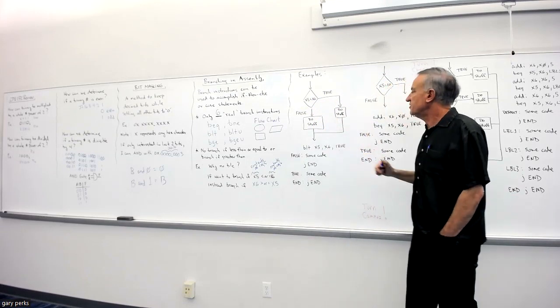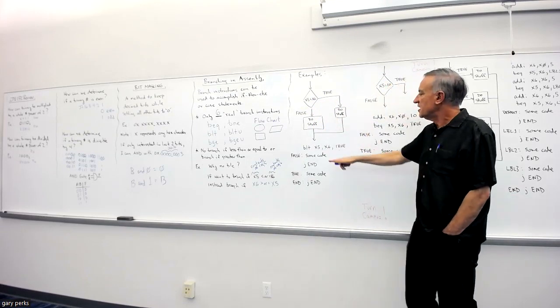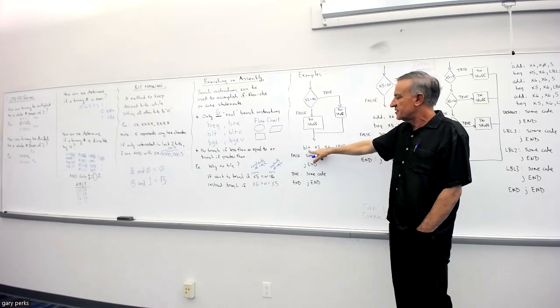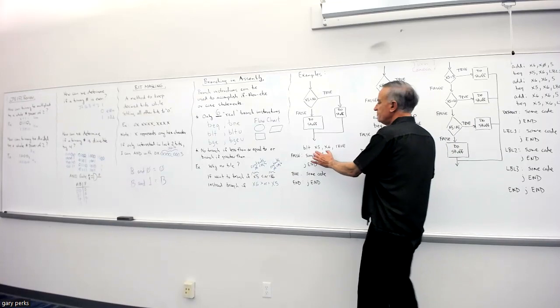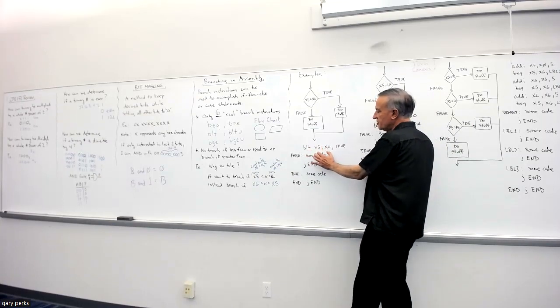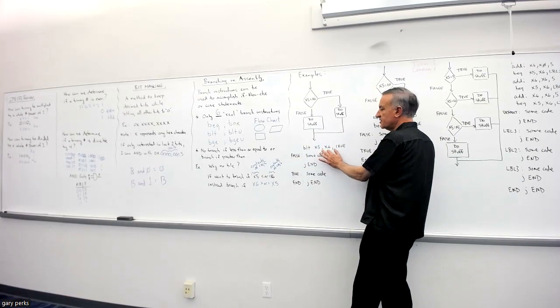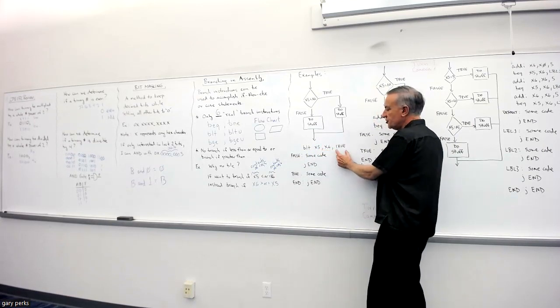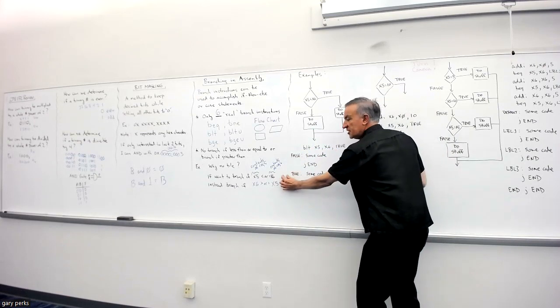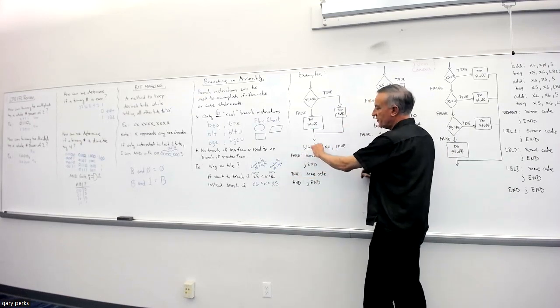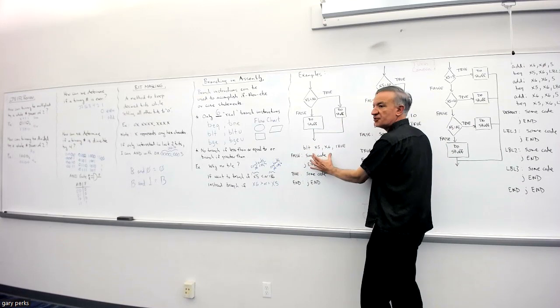So how you would do this flow chart in assembly is we would start with a branch if less than instruction. What this instruction is doing is comparing the contents of these two registers. It's seeing whether or not the contents of X5 is less than the contents of register X6. And if that's true, it's going to go to this piece of code here. If it's false, it's just going to go to the next instruction.